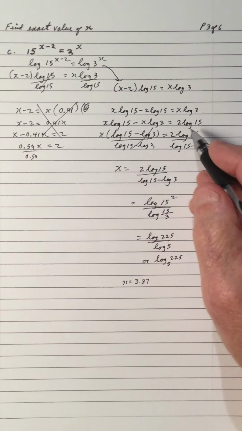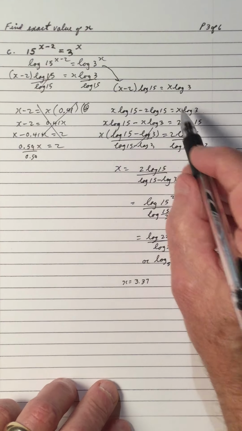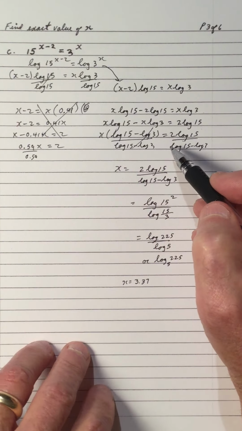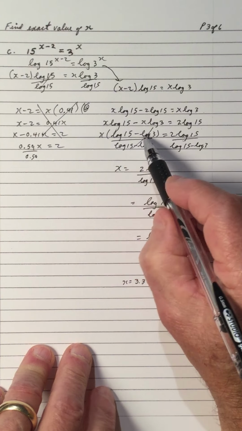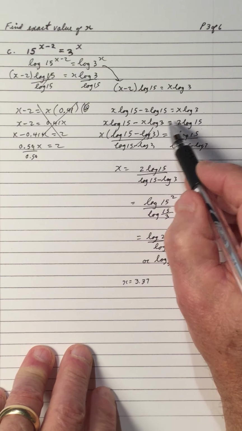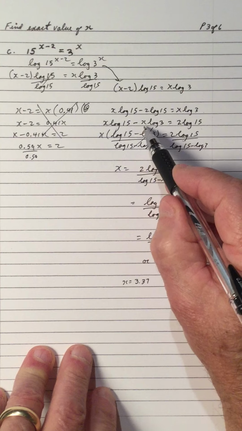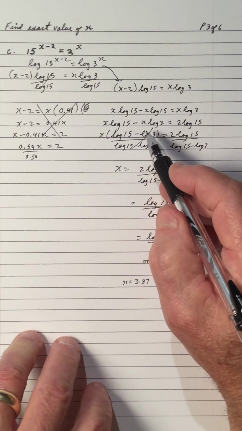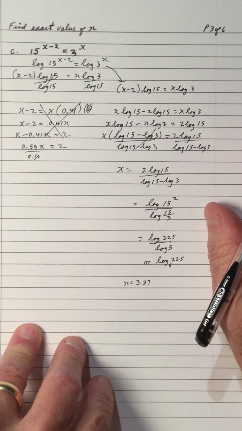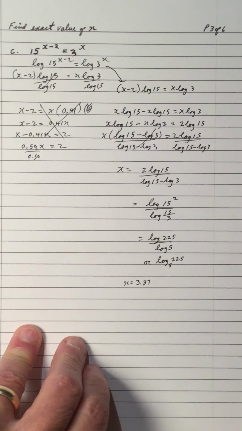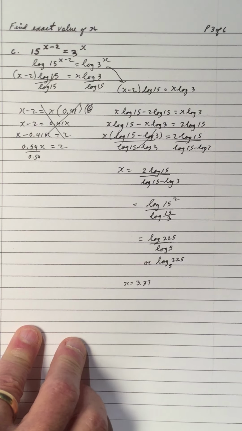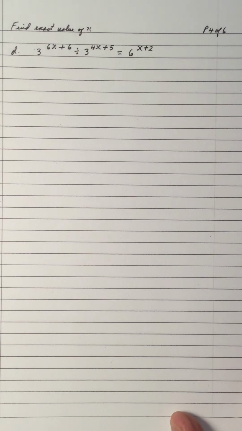So again, notice what I did. I wanted the exact values, and this is the skill here: to group the x's together on the left side and factor the x out. That's a good skill to learn now, to get used to. You'll need that in calculus when you do derivatives. Okay, let's do another one.